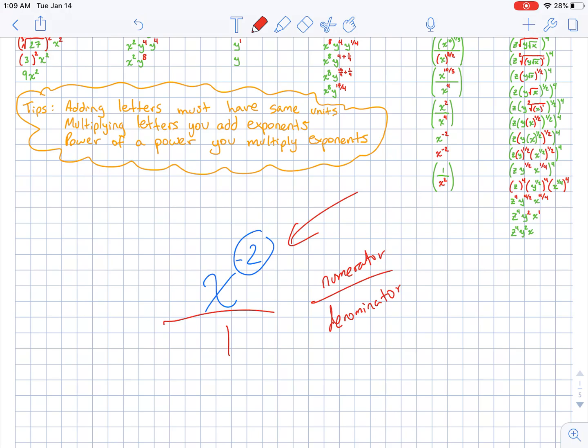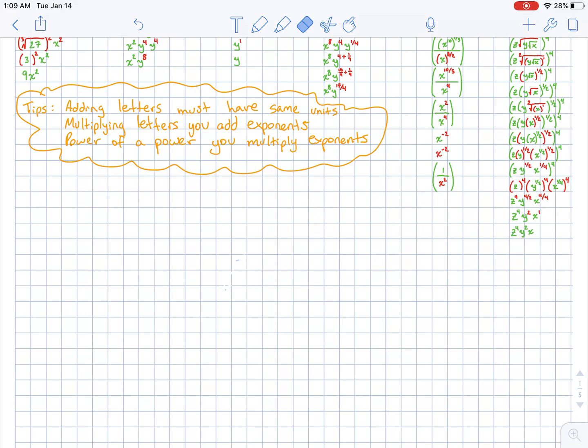In order to turn that exponent into a +2, we must grab the exponent and everything that belongs, so x squared, and put it in the denominator. That's all. So to turn any exponent that is negative, you just change position. If it's on the top, then you move it down. If it's down, you move it up. Let me give you another example: x to the -3.